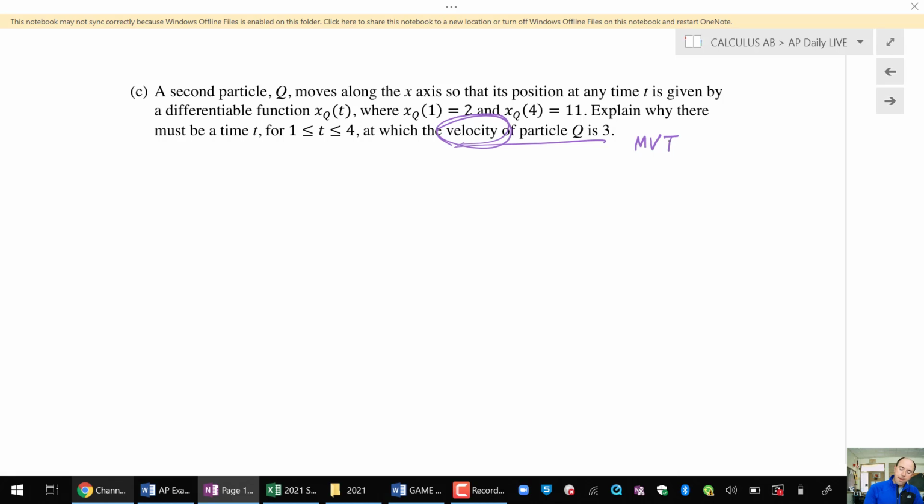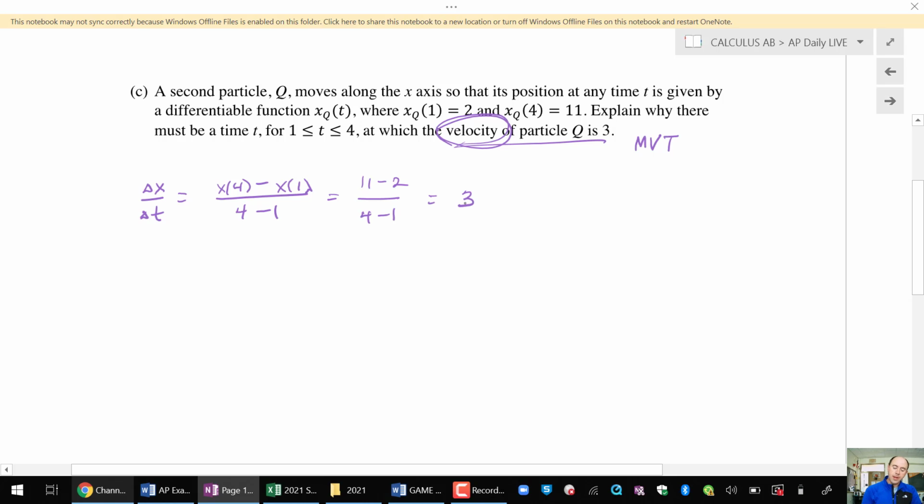So let's take a look here. From 1 to 4, the change in position divided by change in time is going to give me the velocity. So let's find x of 4 minus x of 1, and we'll divide that by 4 minus 1 for particle Q. So 11 minus 2 divided by 3 is going to give me 9 over 3, which is simply 3. And that difference quotient is exactly the element in question here that I wanted to verify.